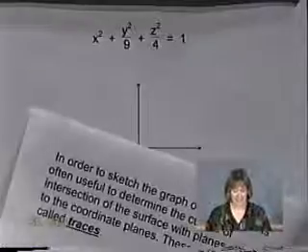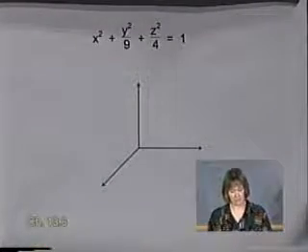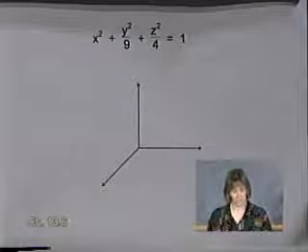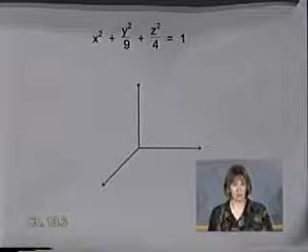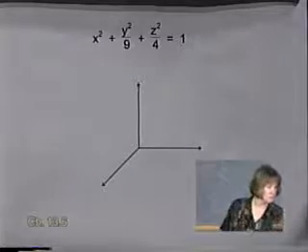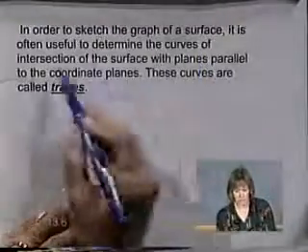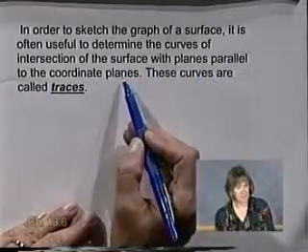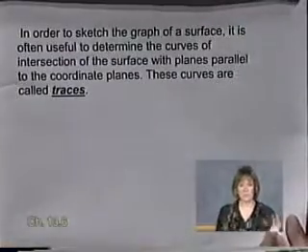Suppose I wanted to come up with the graph of x squared plus y squared over 9 plus z squared over 4 equals 1. I want to come up with the graph of that. Now, let's go back and look at what that definition says about traces. It says we want to determine the curve of intersection of the surface with planes parallel to the coordinate planes. Let me show you what we're going to do. We're going to take our surface and we're going to slice it.